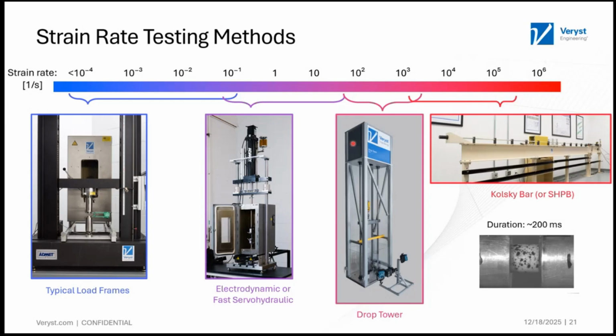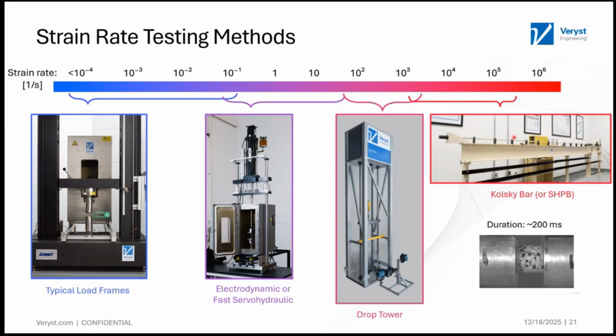Now, if we want to go to the next level, we use a drop tower, which you can see here, the Varus Engineering drop tower, highlighted with that pinkish color. That'll get us up to about 1,000 strain per second, 2,000 strain per second, again if we can design our sample well and we have the right amount of material.